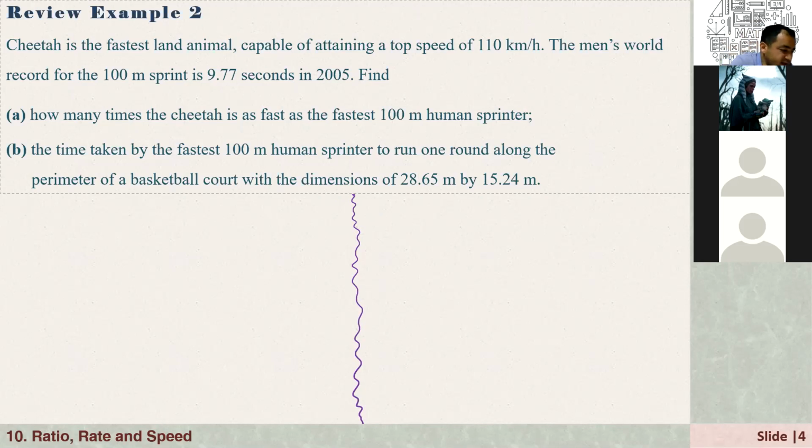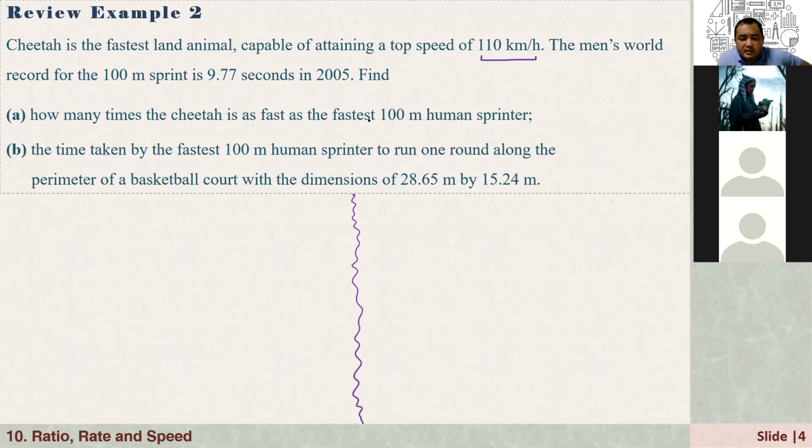Okay, guys, that's a very simple question, and it's actually a real life problem. It says that the cheetah is the fastest land animal, capable of attaining, that is, reaching, a top speed of 110 kilometers per hour. That is the speed of the cheetah. The men's world record for the 100-meter sprint is 9.77 seconds in 2005, right? How many times is the cheetah as fast as the fastest 100-meter human sprinter?